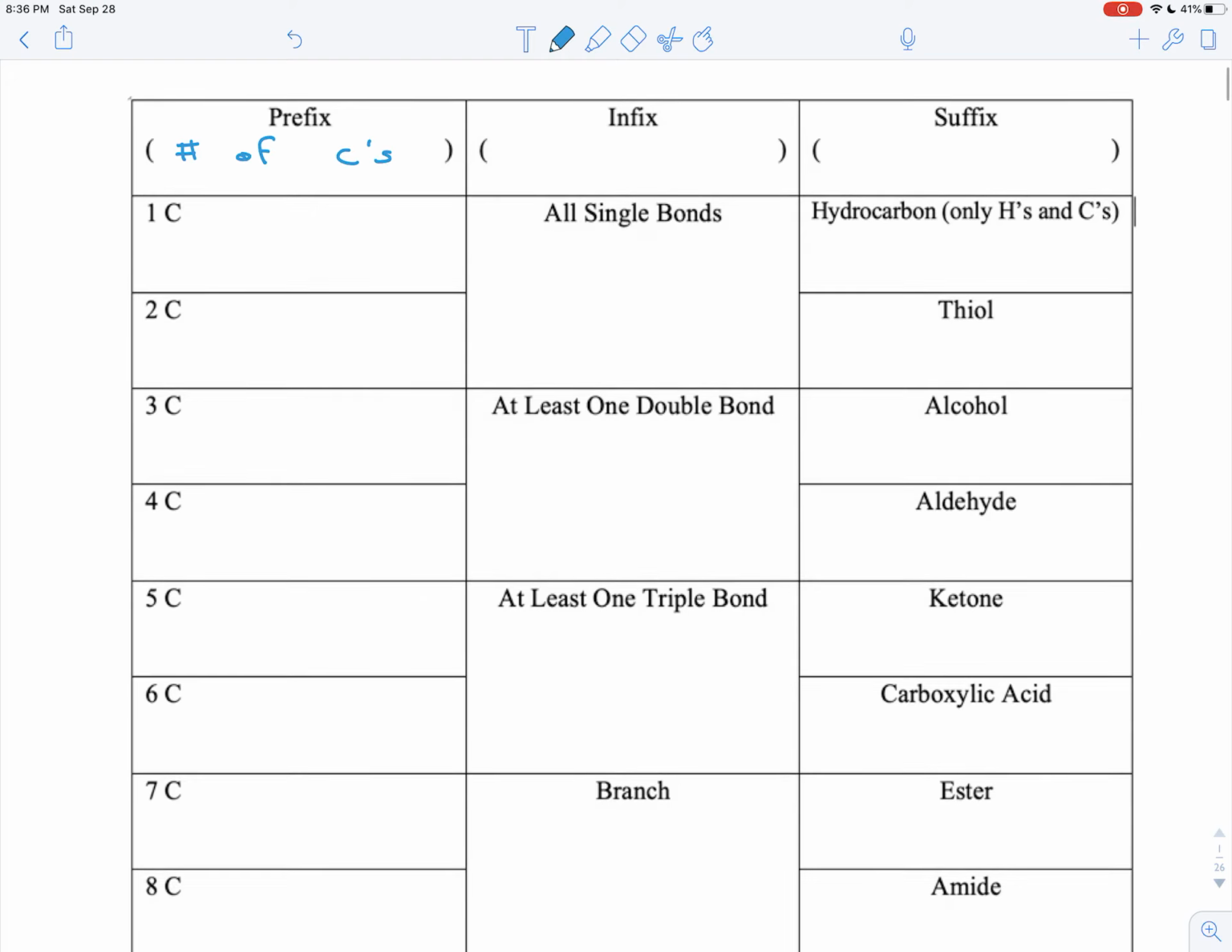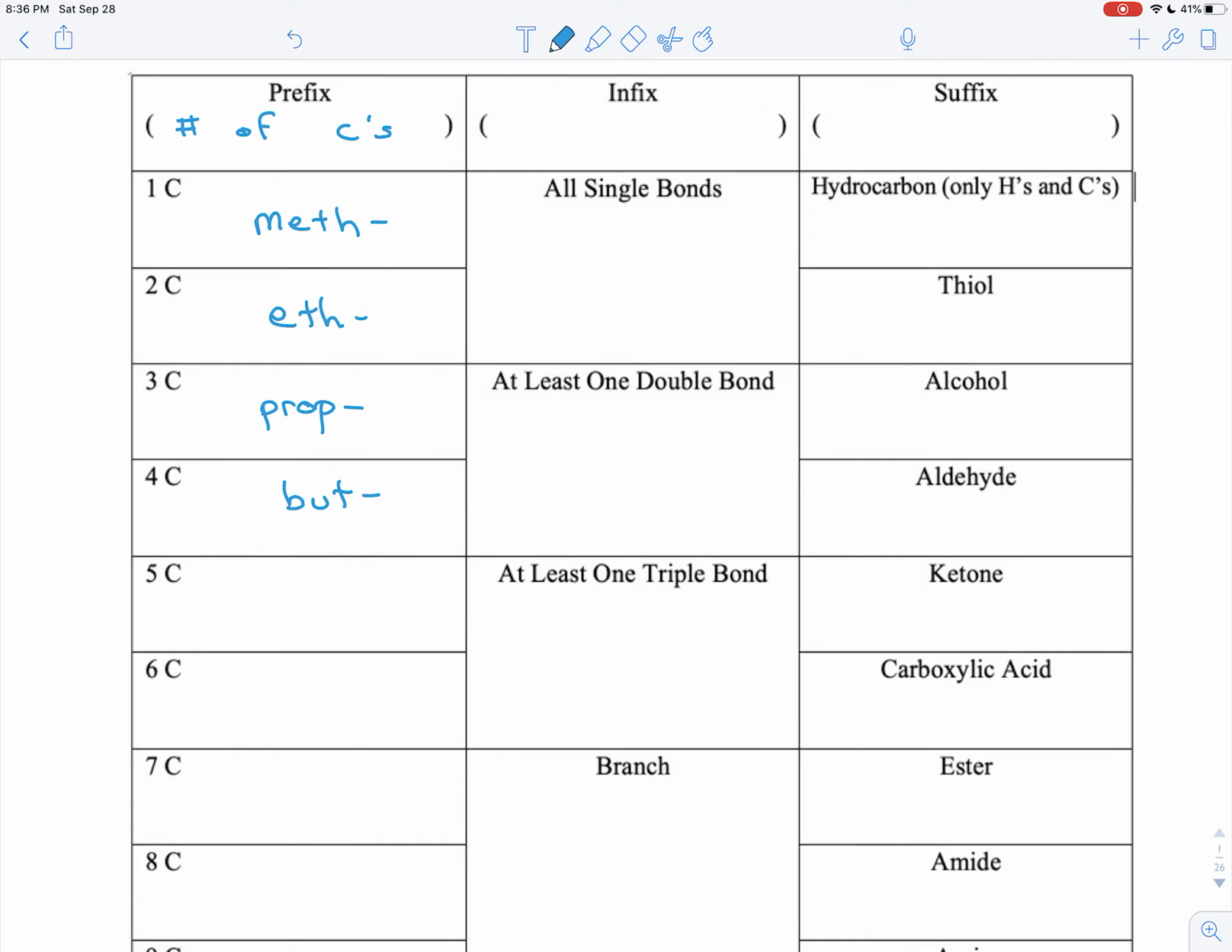The first four prefixes, there's really no way around it. You would just want to memorize those. If you have one carbon, the prefix is meth. 2 carbons, the prefix is eth. 3 carbons, the prefix is prop. And 4 carbons, the prefix is but.